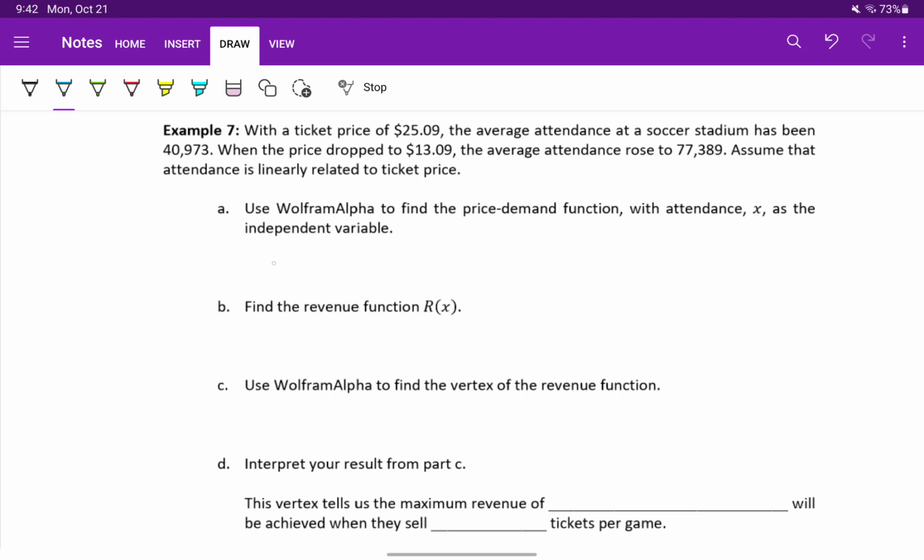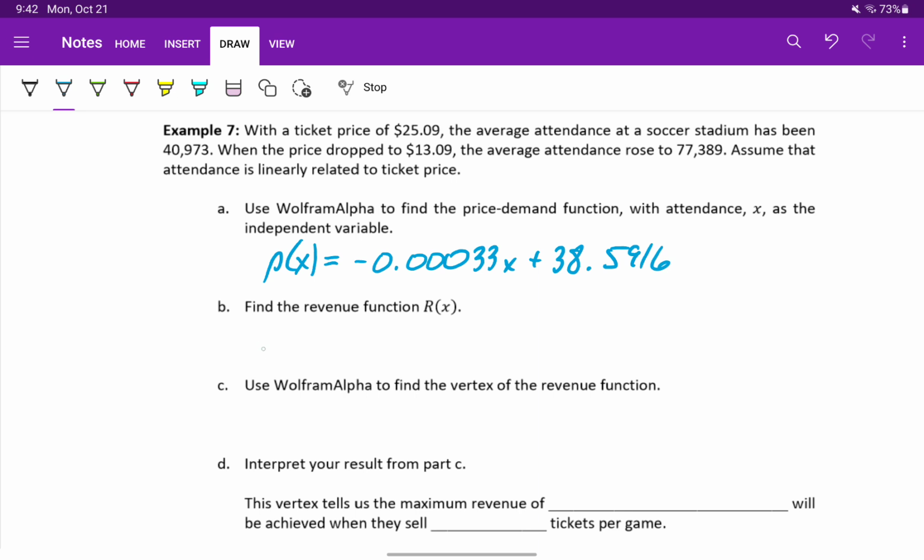Rounding a little bit, we can round this off to p of x. So we're generating a price demand function with lowercase p, negative 0.00033x plus 38.5916.